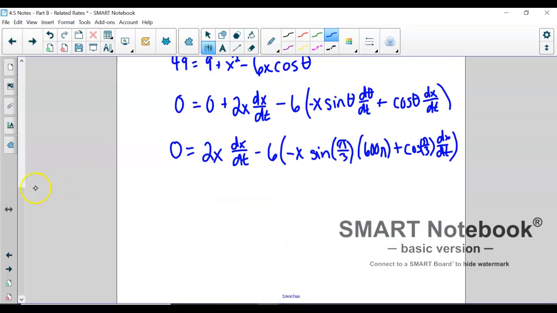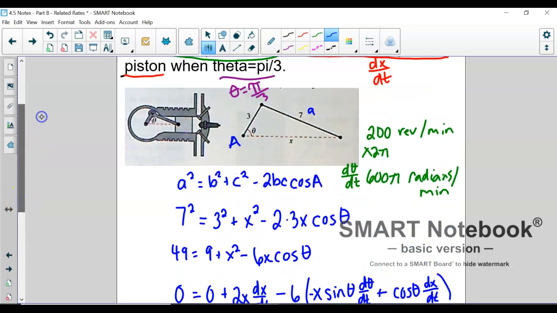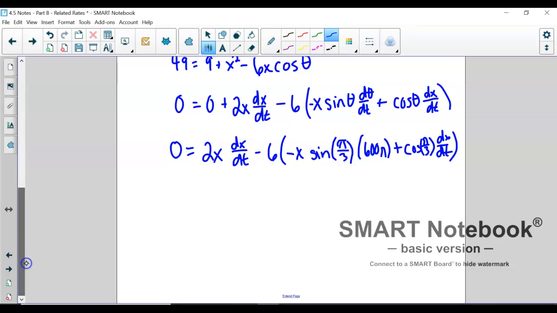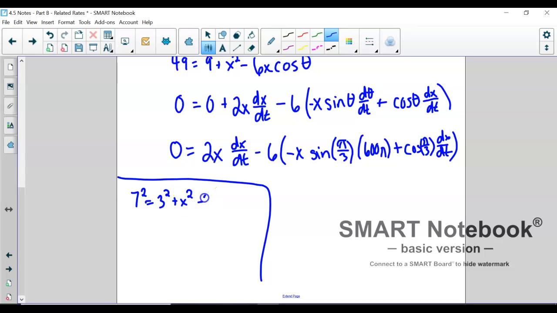And so we still need our x, so we've got to go back up here to our picture, and if we know that this is pi over 3, then we can do law of cosines to find x right here. So I'm going to go sort of over to the side here, and so we would have 7 squared equals 3 squared plus x squared minus 2 times 3 times x times cosine of pi over 3. So that's 49 equals 9 plus x squared minus, let's see, we could do 6x cosine pi over 3.